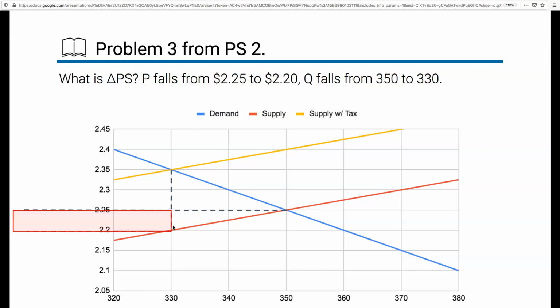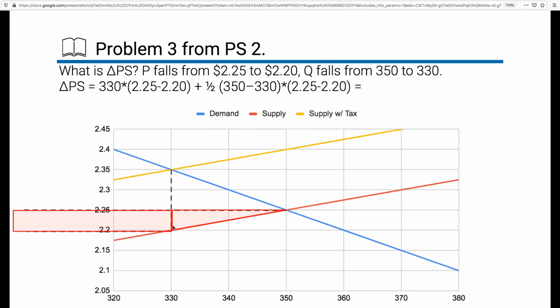This is how much they're losing by selling at a lower price, and this additional triangle is how much they're losing by selling less than they used to be selling before. And so we can calculate the change in the producer surplus as the sum of the two areas, the area of the rectangle plus the area of the triangle. And I'm going to write down the formula now.